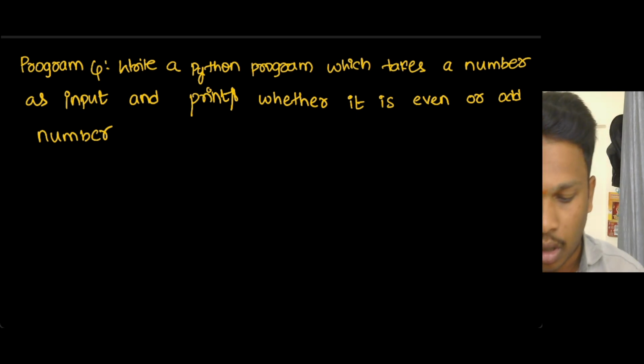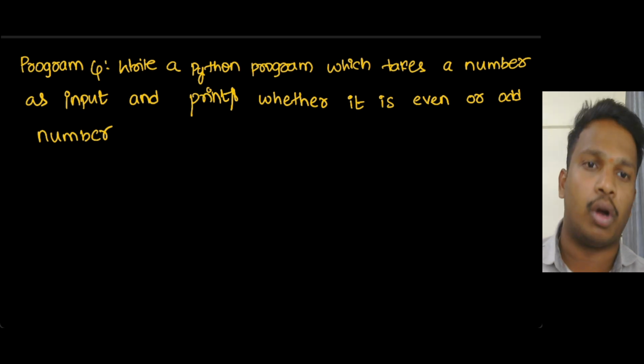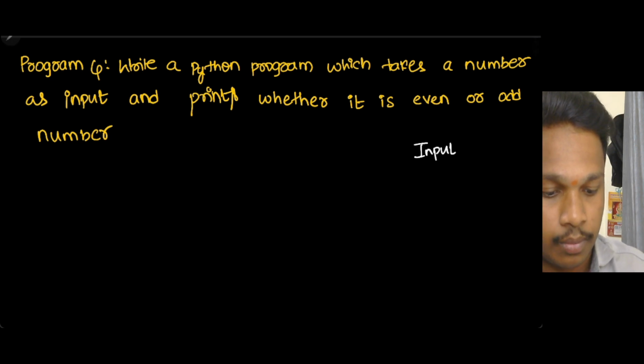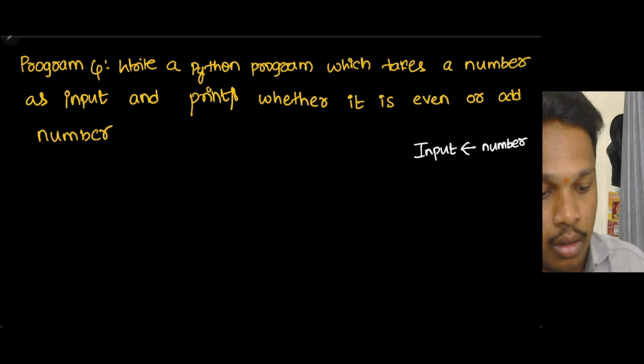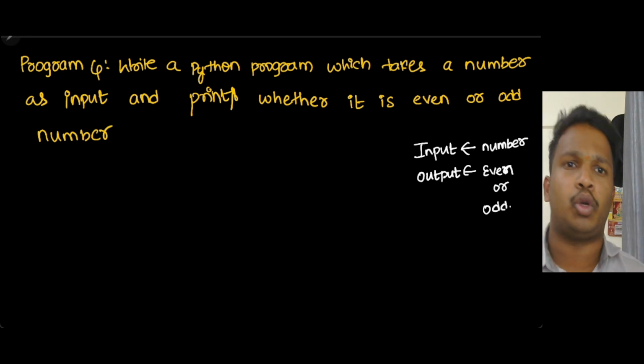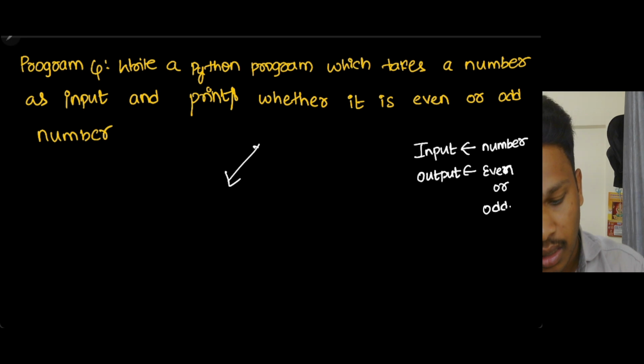Okay, even or odd. So first, whenever you get a question, try to answer these questions. What is the input? Input is a number, correct? What is the output? Even or odd. Means we have two cases basically, either this or this.